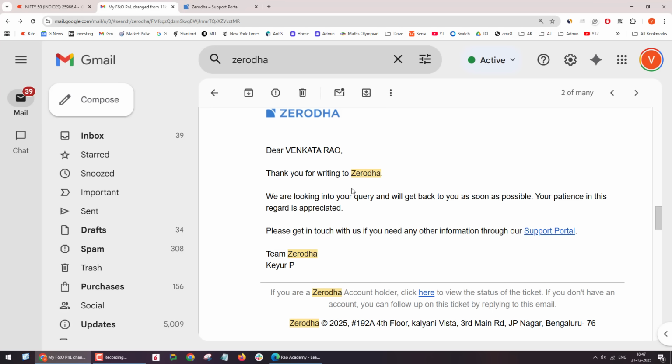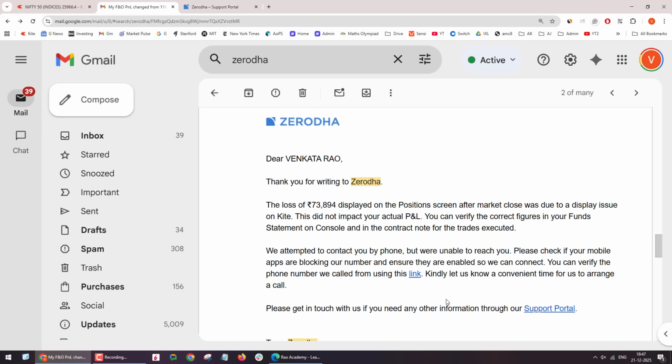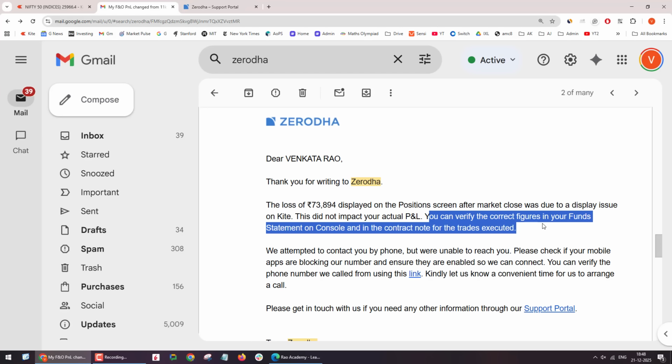Then they said, okay, we are going to get back to you as soon as possible. Your patience is appreciated. So I waited, and then I got this update from them. They said that the loss of 73,000, the display on the position screen after market close, was due to a display issue on Kite. This did not impact your actual PNL. You can verify the correct figures in your fund statement on console and in the contract note, which I had already seen.